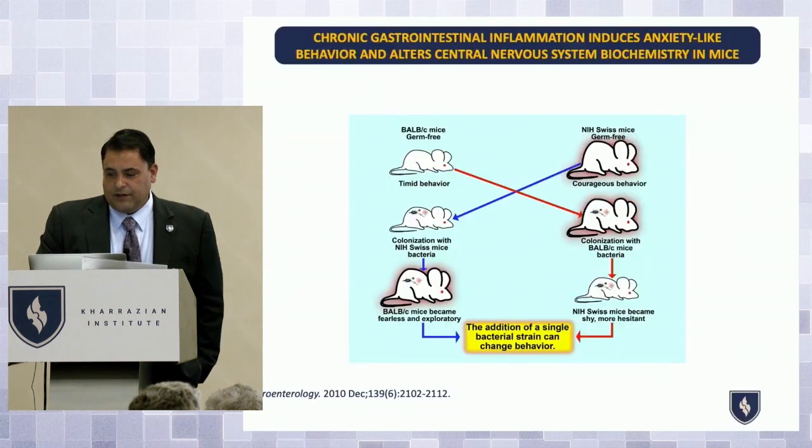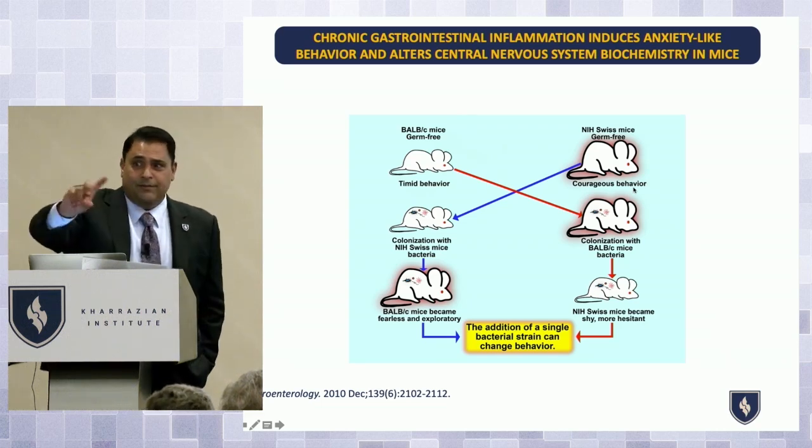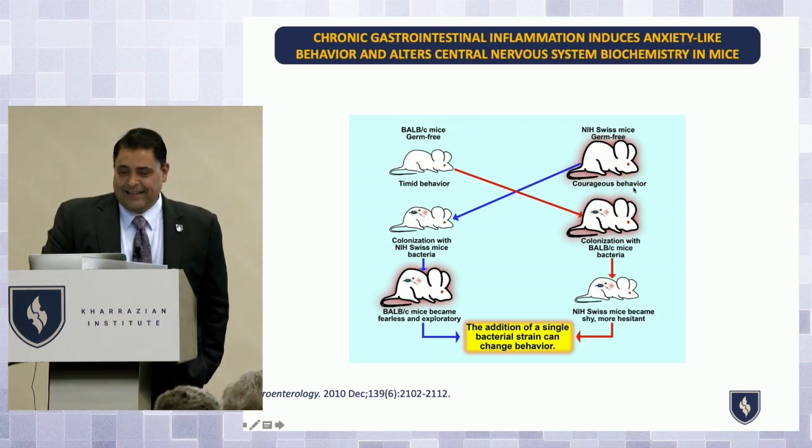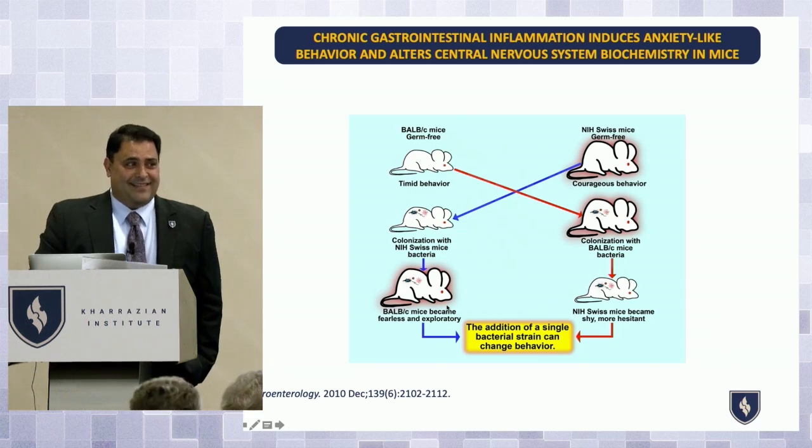There's a study where they took two different species of mice. They took the BALB/c mice, which are very timid, and the Swiss NIH mice, which are very courageous, don't care, and will just walk around the middle of the room, do whatever. And they gave them fecal transplants, and their personalities switched. This is amazing.